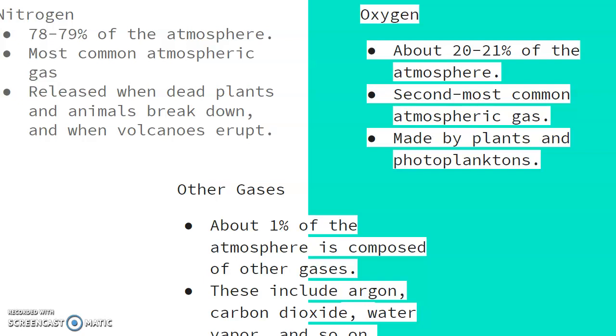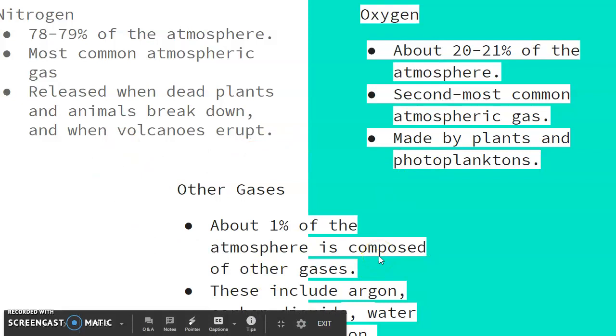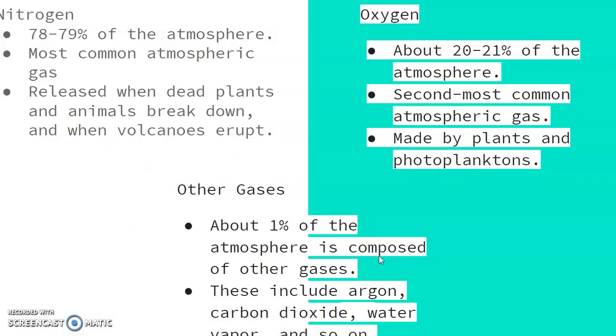On the other hand, oxygen is the second most common atmospheric gas. It makes up about 20 to 21% of the atmosphere. And this is made by plants and phytoplankton. It's actually phyto, I'm sorry, it's phytoplankton, P-H-Y. And then we have other gases. The atmosphere contains about 1% of other gases. These can include carbon dioxide and water vapor. So just imagine how much water we get normally as rain, and that's less than 1% in the atmosphere. So that's a lot of water vapor, a lot of carbon dioxide, argon, and so on.